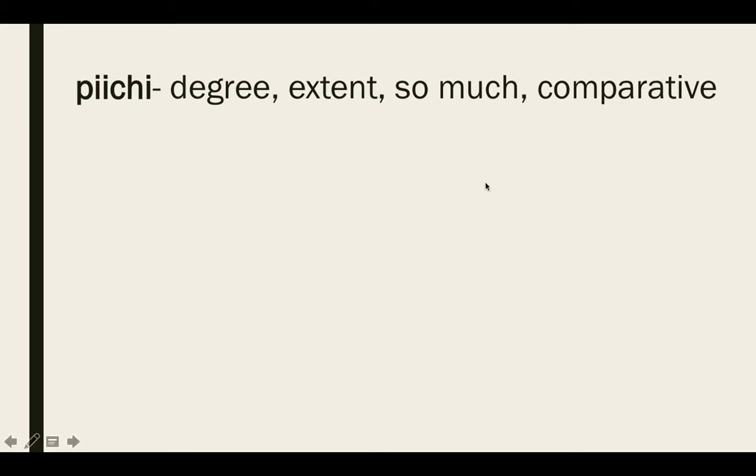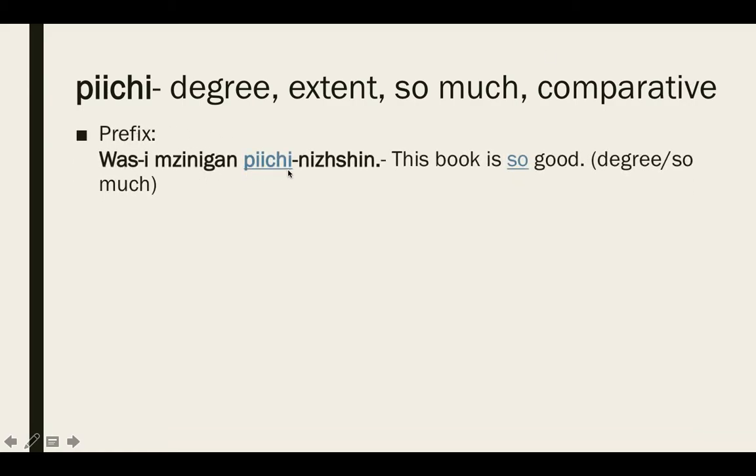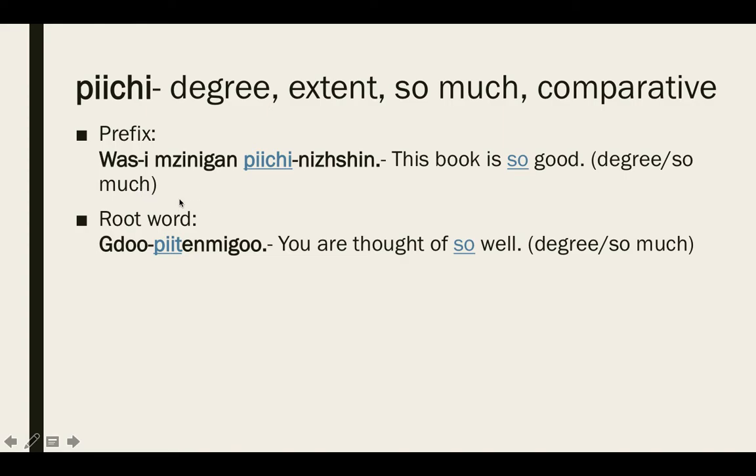Next, we're talking piche, so the degree or extent so much, and comparing stuff. So prefix version, wasem zinigan piche nishin. So this translates to this book is so good. So this is what we mean by degree or so much when we're talking about something, the degree to how good it is. So piche nishin, it's so good. Here's a root word example. Gdo piten mego. And so in this sentence, it means you are thought of so well. So this is more of a positive affirmation or interpretation. And so we can see Pete meaning so. So again, the degree or so much. So you're thought of so well.